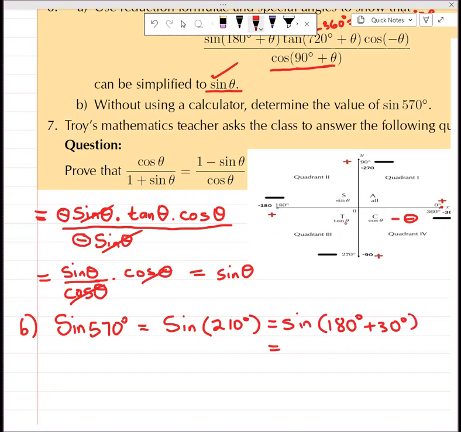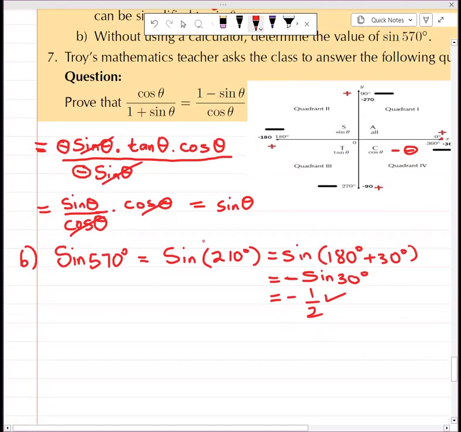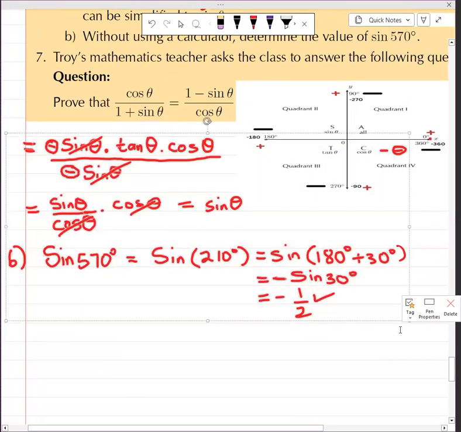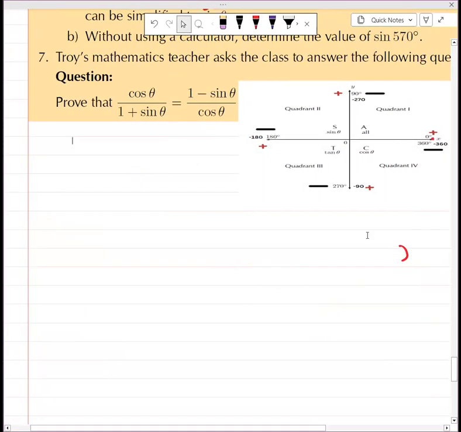180 plus, we're in the quadrant of tan. So in the quadrant of tan, this will be negative. And it's not changing because it's 180. So it's just going to be negative sine 30 degrees. Then we all know that sine 30 is half. If you press on a calculator, it's a special angle, it's going to give you half. Okay, now we're fine with this. We're going to go to question 7 now. Let's do 7 now.